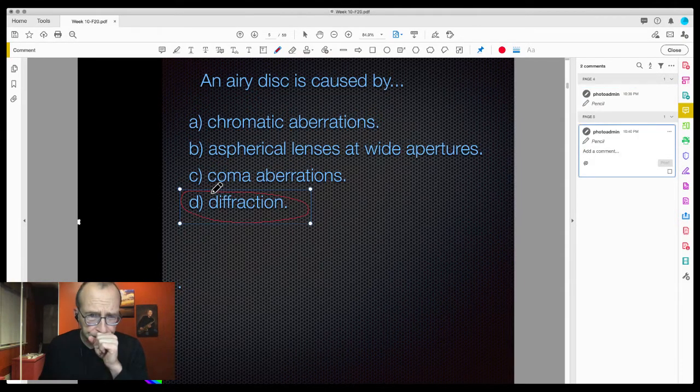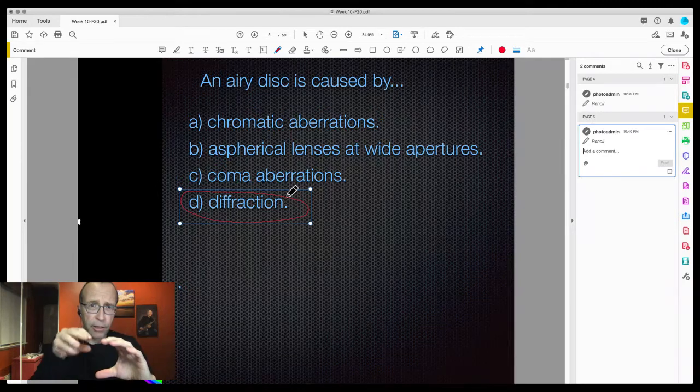Airy disk is, when we talk about diffraction, this bending of light that happens when light hits an edge. But because our aperture is round, then on our sensor, what we get is something they call an airy disk.